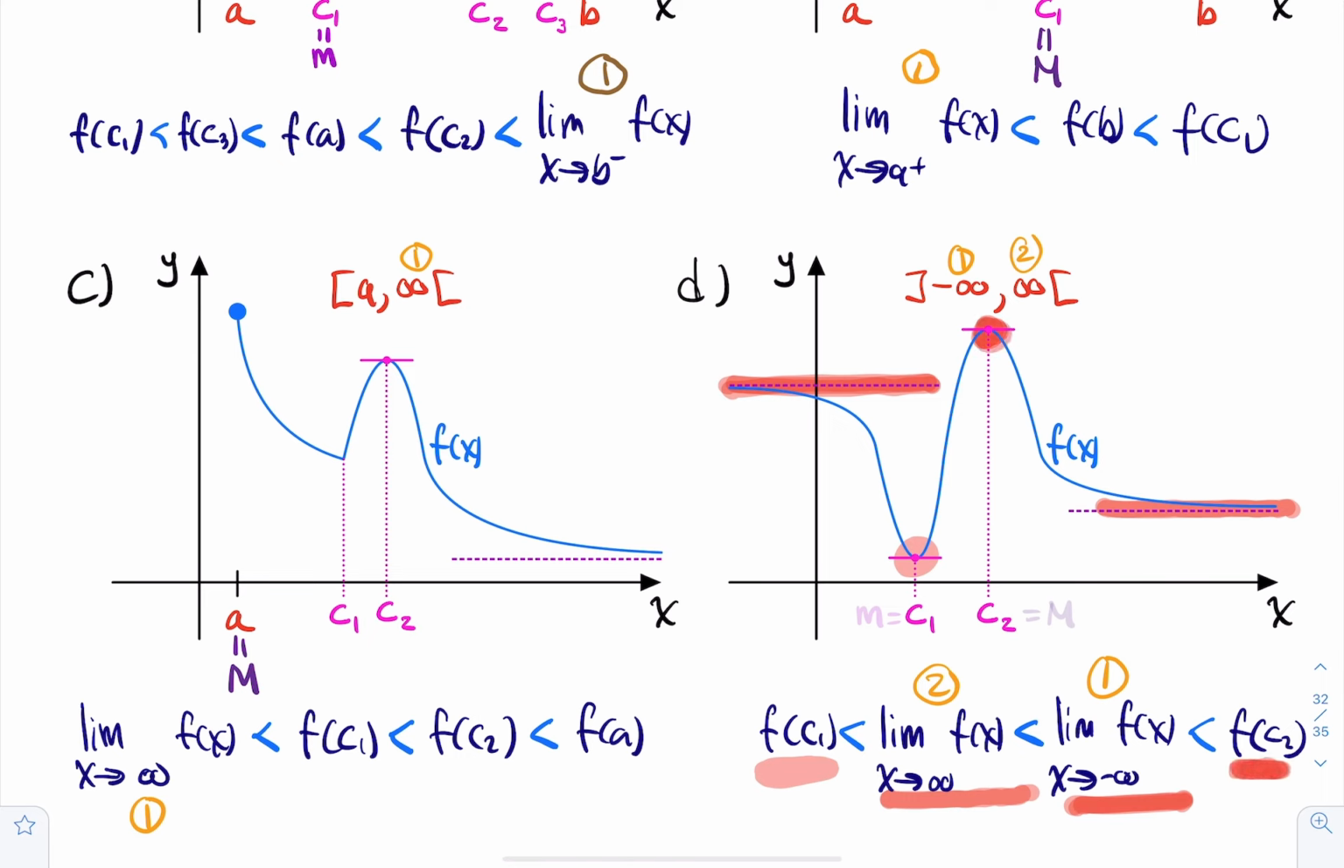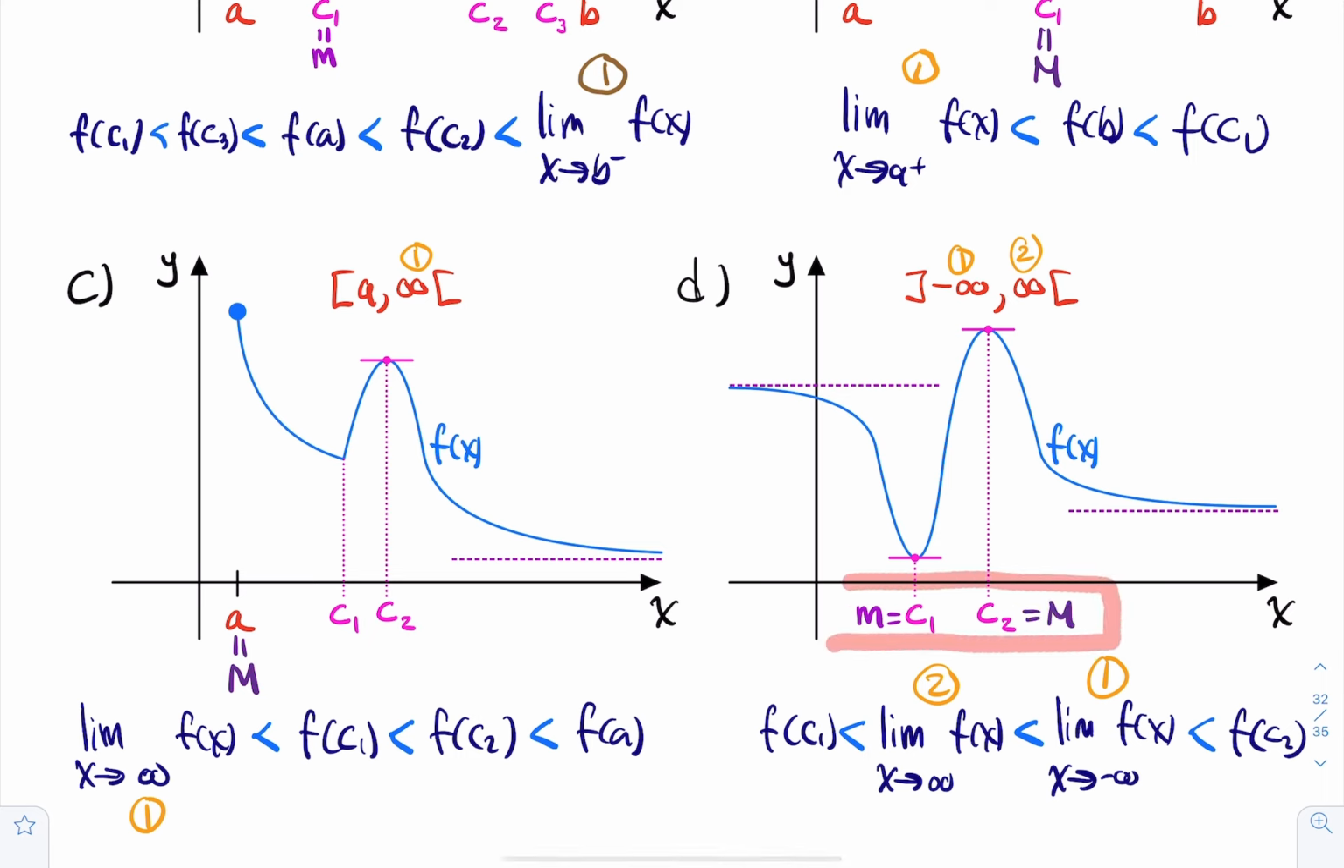So here there is a global min and there is a global max, and they are reached at the critical points of your function. So here, the global minimum, let me just write it down. The global minimum is reached at the first critical point. So I have M here. Oops, okay, wait. So C1 is my global minimum, and the global maximum is reached at C2.